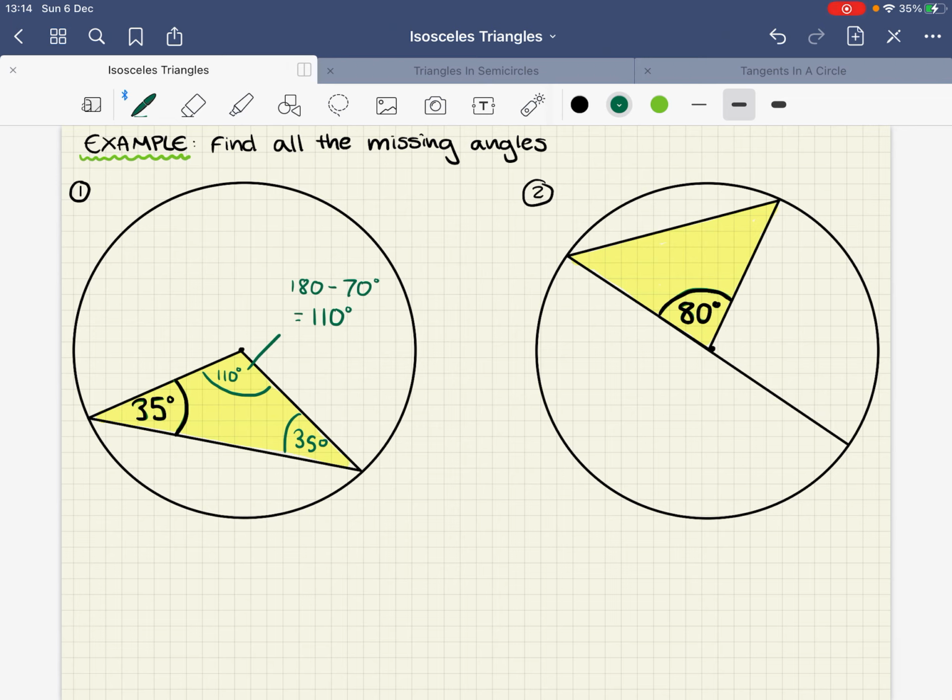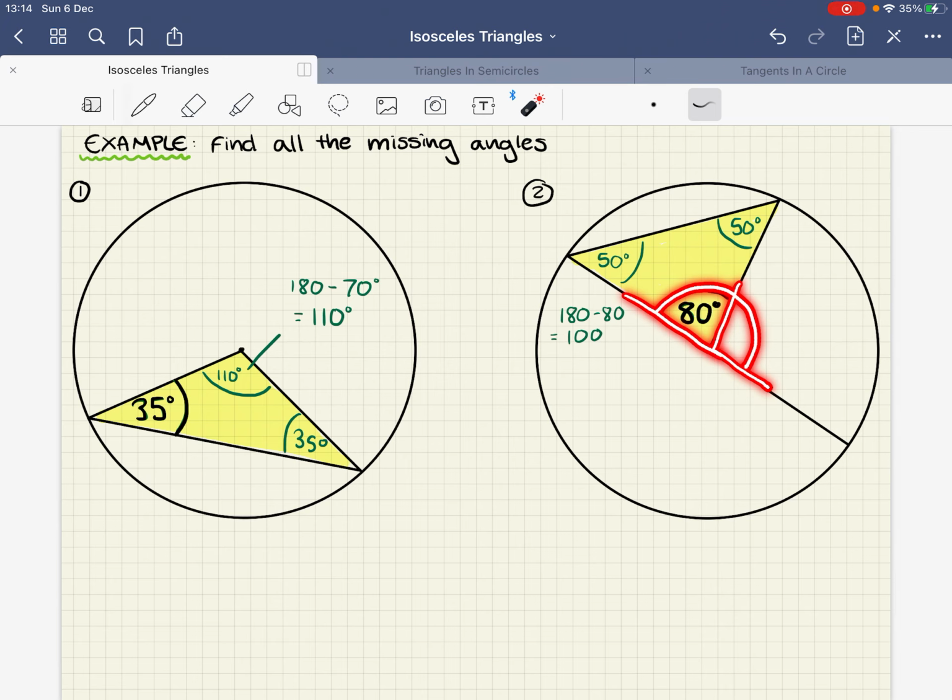Okay, so on to question 2. Again, it's this angle here and this angle here that are going to be the same. So I need to figure out how many degrees are left. So I do 180, take away the 80, which gives me 100. So between this angle and this angle, the total is 100. And I divide that by 2 to give me 50 degrees. But I also have this little bit that's out here. And remember, angles on a straight line like so add up to 180. So that means this bit here is going to be 100 degrees.